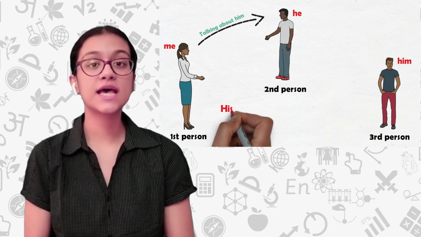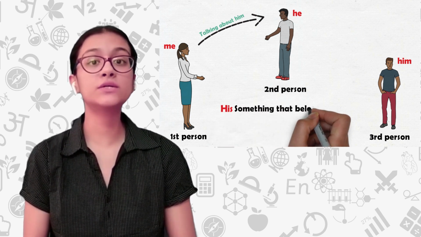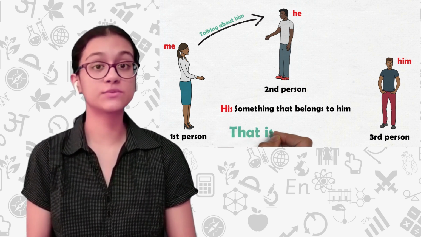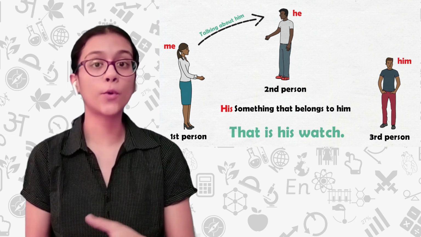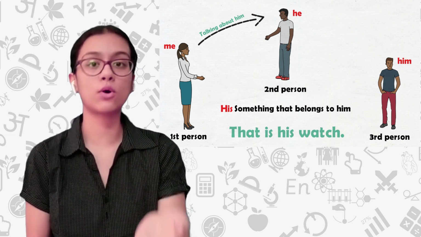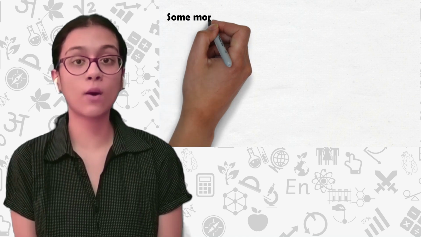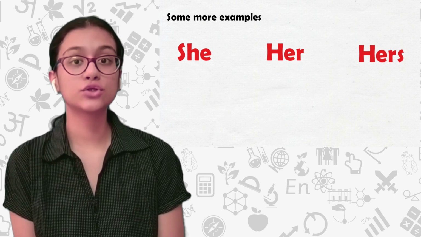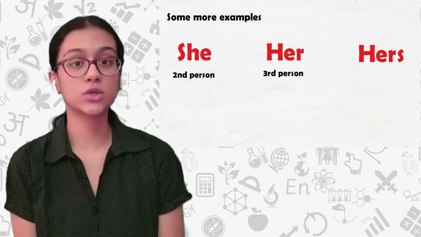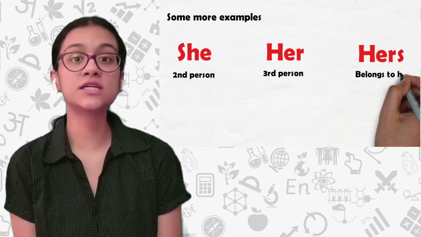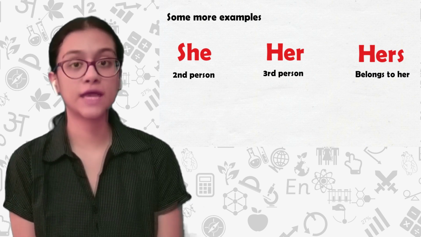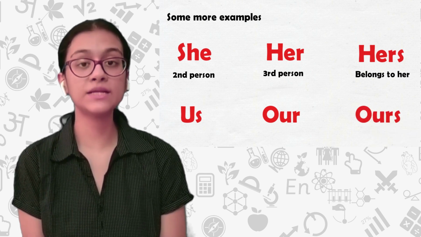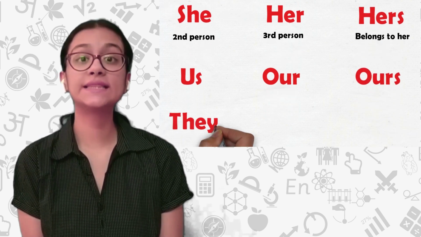And last is his. His हम तब यूज करते हैं जब हम उसकी किसी चीज के बारे में बात कर रहे हो. For example, that is his watch. मैंने उसको पॉइंट करके बोला कि वो उसकी वॉच है. देखें, हम इसके और एग्जांपल्स देखें तो she, her and hers. तो she is the second person, her is the third person, and hers is the thing that belongs to her. एक और एग्जांपल, us, our, ours. One last example, they, their, theirs.